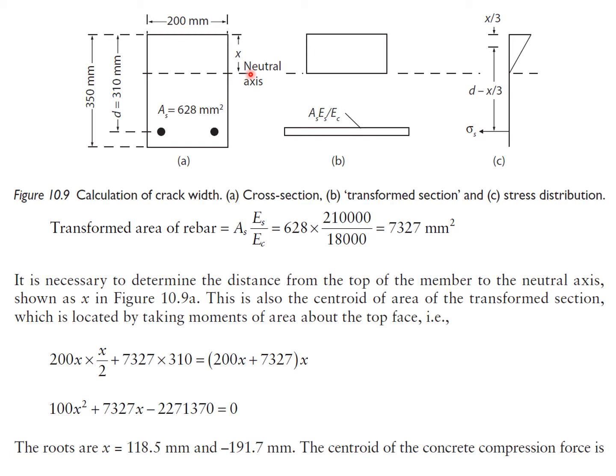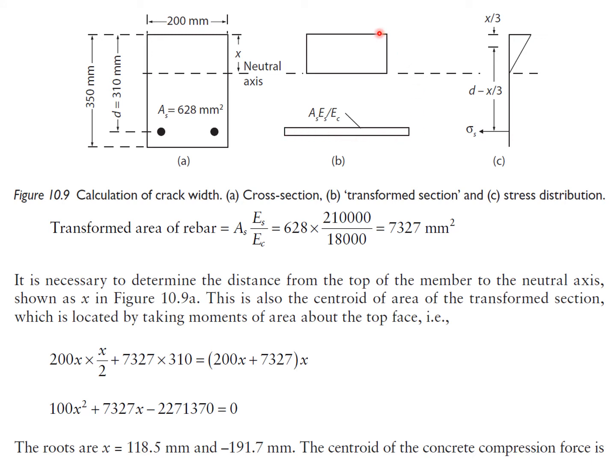The best way to do that is to transform the steel into an equivalent area of concrete, and we do that using the method of transformed sections. So Young's modulus for the steel is 210,000. Young's modulus for the concrete is 18,000, so we call this the modular ratio. And we multiply that by the area of steel. So this gives us an equivalent area of concrete of 7,327 millimeters squared, and that's shown by this block here.